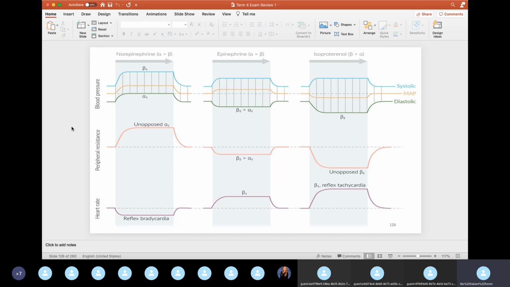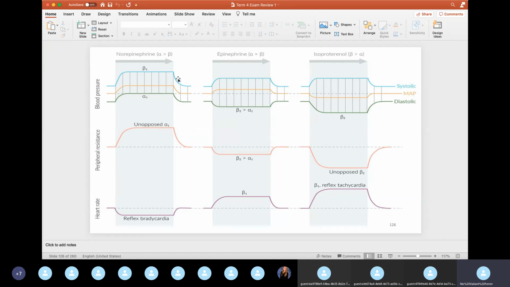For isoproterenol, it binds to the beta receptors more. So what happens to the peripheral resistance? If I give isoproterenol, it decreases. Then I have a rebound effect with the heart rate. I have a reflex tachycardia. So this slide is high yield. They're going to give you tracings of the SBP, DBP, diastolic blood pressure, and the mean arterial pressure.